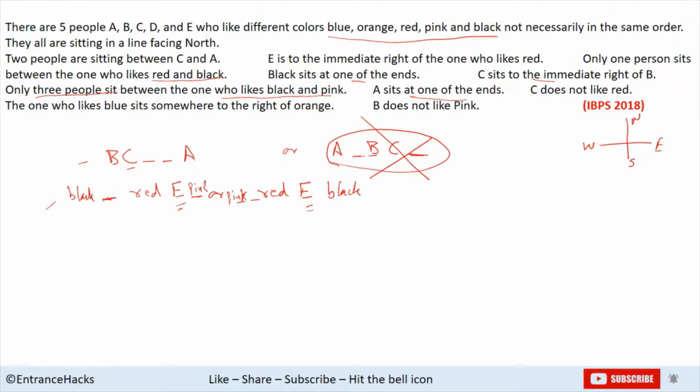Now we have got two options in color. E, second last, we can place here, and the remaining person is D, we can place him here. So we have two options in color: black, blank, red, blank, pink, or pink, blank, red, blank, black.